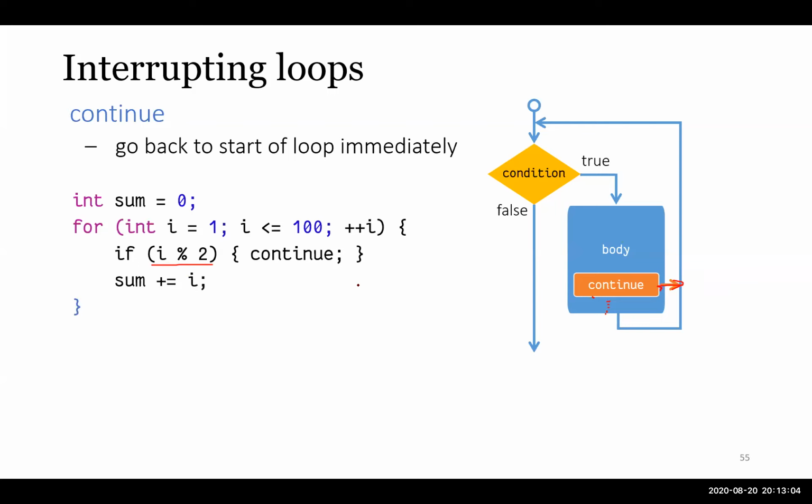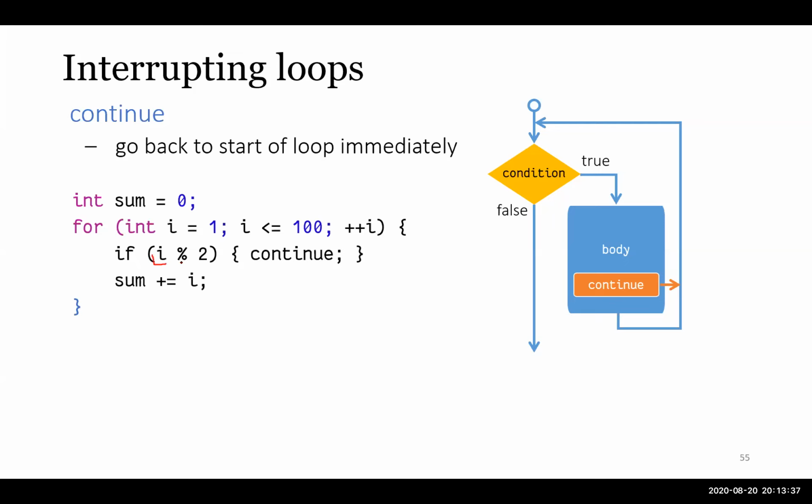Now, can anyone tell me what this function does? i modulo 2. So you know whether i is even or odd, it will continue, right? If not, then you just add to i. So is this adding odd numbers or adding even numbers? Odd. Some say odd. Some say even. Okay, let's process this.